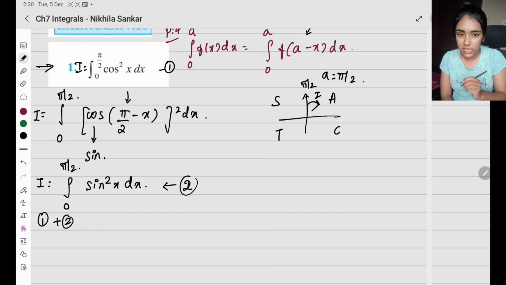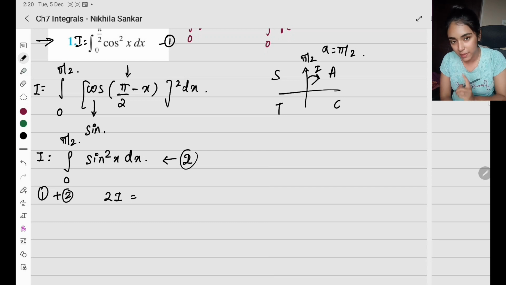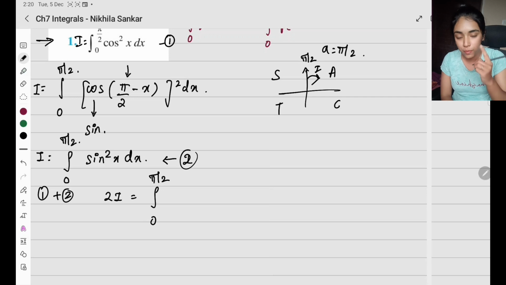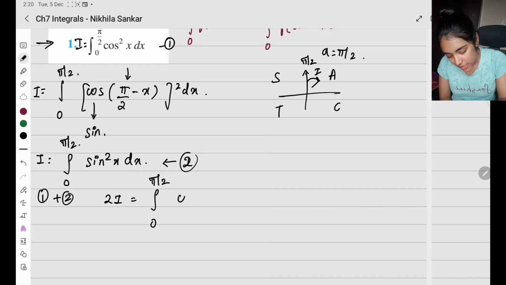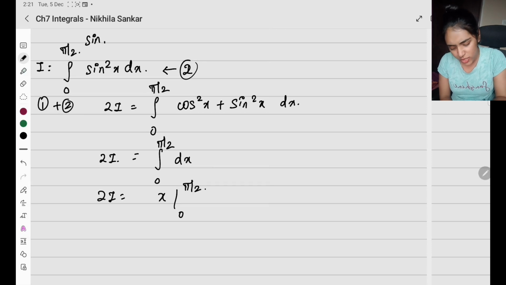In the definite integrals properties, it makes the question much simpler and you mostly add. In these questions, you only keep adding. So when you do that, I have 2I. Left hand side, what do we have? I plus I, 2I. And the integral is the same. So I have 0 to pi by 2, and you have cos square x plus sin square x times dx. So cos square x plus sin square x is going to be 1. So 0 to pi by 2 dx times 2I.